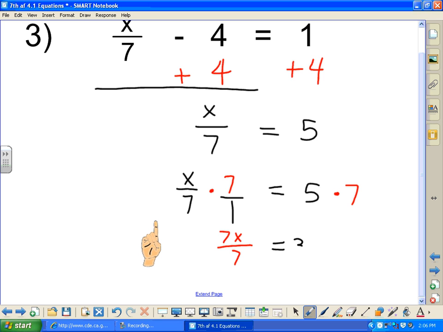5 times 7 is a 35, and so my x equals 35. Okay, that is my answer. x equals 35.